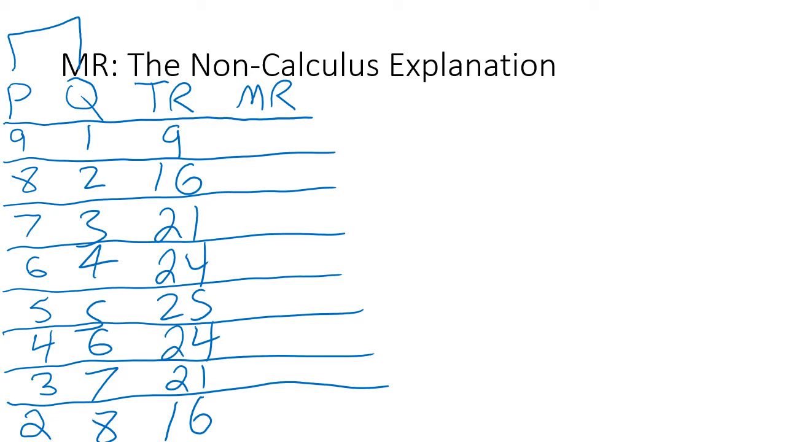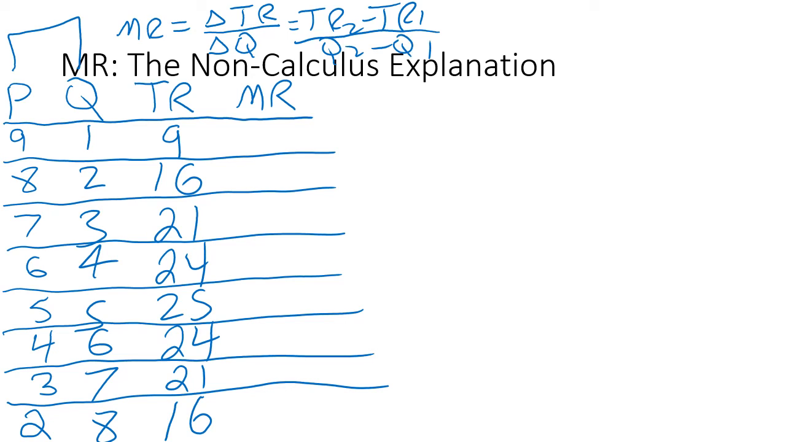Now, marginal revenue. Again, what's the equation for marginal revenue? Marginal revenue is equal to the change in TR divided by the change in quantity. Another way to put it, TR2 minus TR1 divided by Q2 minus Q1. So let's say we start at 1, and we're selling the second unit. Total revenue changes from 9 to 16, so marginal revenue is 7.